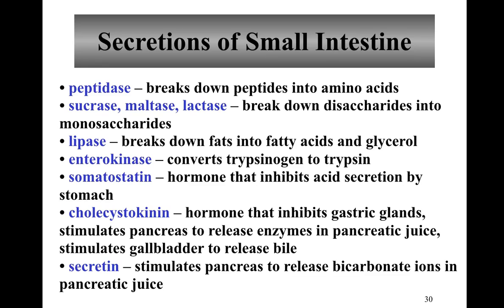And that's important because as the food leaves the stomach and goes into the small intestine, it has a very low pH, somewhere in the range of 1 to 3. And the enzymes that work well in the stomach work well at that low pH. But the enzymes in the small intestine work better at a slightly basic pH. So we need to neutralize some of that acid and raise the pH, and the bicarbonate ions do just that.